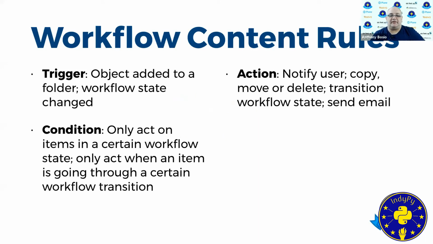These are some of the triggers, conditions, and actions that are available for content rules that are related directly or indirectly to workflow, such as the one we looked at, which is an object added to a folder. It could be the workflow status changed. Conditions will let you say only do it on a certain workflow state or only act on an item when it's going through a certain workflow transition. You can do things like notify the user with a message within the system, copy, move, or delete something, or send an email.